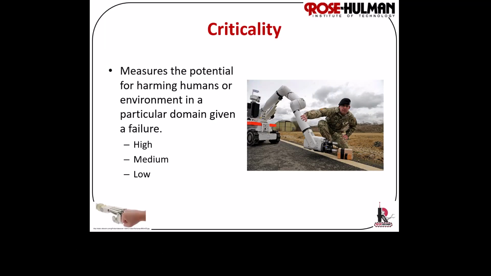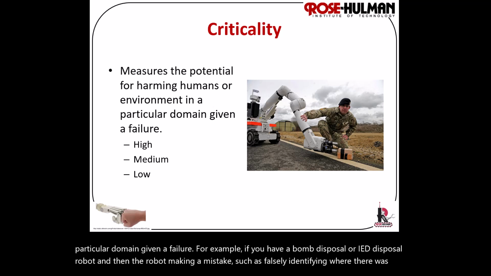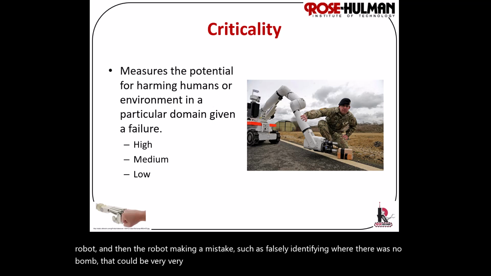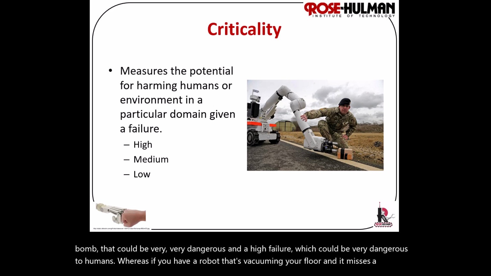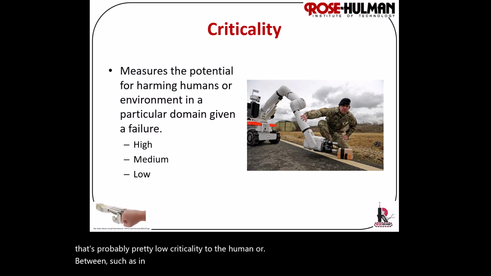So criticality is based upon measuring the potential for harming humans or environment in a particular domain given a failure. For example, if you have a bomb disposal or IED disposal robot, and the robot makes a mistake, such as falsely identifying where there was no bomb, that could be a high failure, which could be very, very dangerous to humans. Whereas if you have a robot that's vacuuming your floor and it misses a spot, that's probably pretty low criticality to the human, or somewhere in between, such as in a manufacturing facility. It may be medium level, depending upon where the robot is and the proximity of the humans to it.